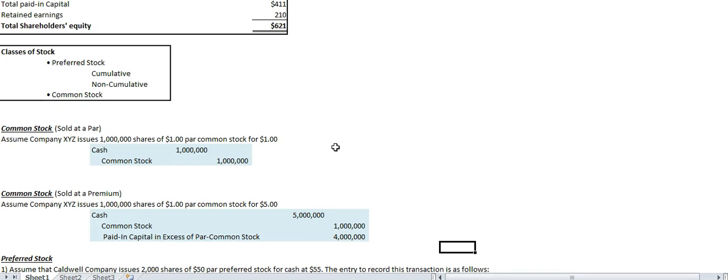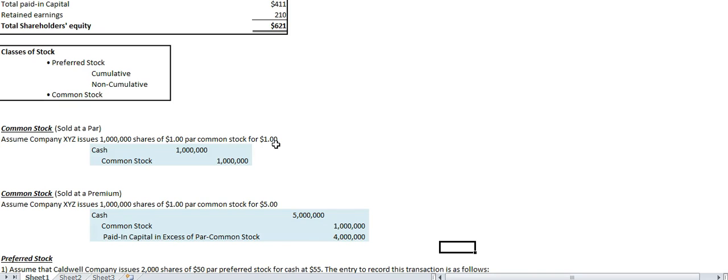Okay, so let's assume that this common stock has a par value. Let's say company XYZ sold 1 million shares at par. It has a par value, but they sell it at par. So they sell 1 million shares of $1 par common stock for $1. So they sold the stock at the supposed par value of the stock.